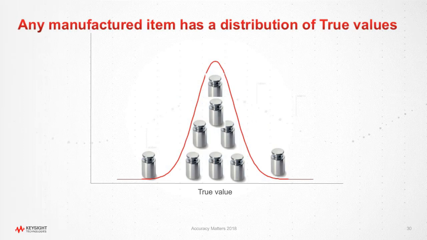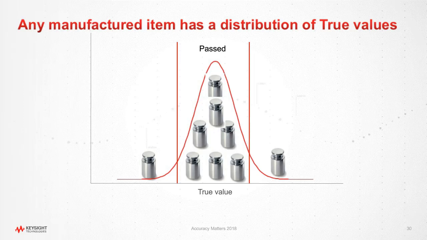So if you were to look at any manufactured item, in this case I'm just showing some precision masses, as they come off a production line, they're not all the same. And there's some specification, plus or minus some amount, that you're looking to verify, and that's where you want the true value. So most of them are in, sometimes they're not.